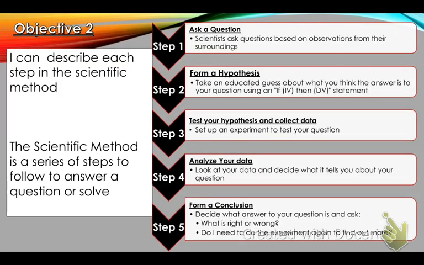Objective 2: what are the 5 steps of the scientific method and what each one of them means. So the steps are: ask a question, form a hypothesis, test your hypothesis and collect data, analyze your data, and then form a conclusion. So when you ask a question, a scientist asks questions based on observations from their surroundings.